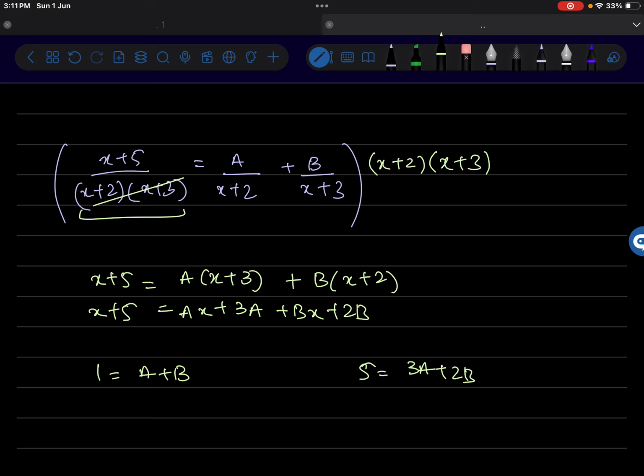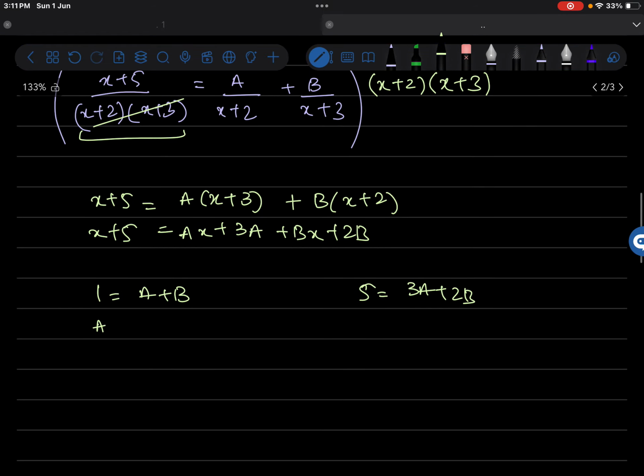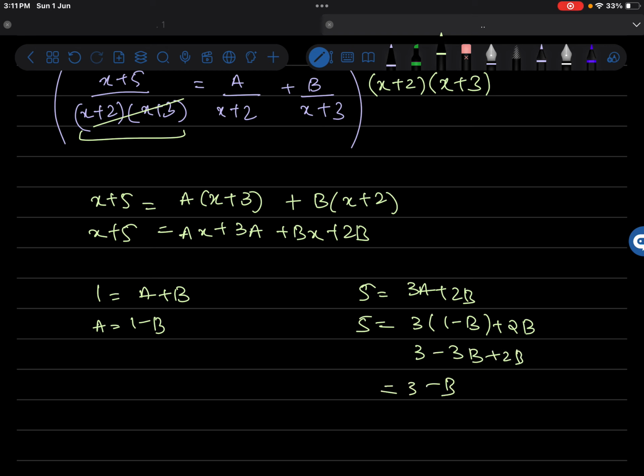Now I can just solve for, let's say, a. So a is going to be 1 minus b. I can put this a right here into this equation, 3 times (1 minus b) plus 2b, to get 3 minus 3b plus 2b, which is basically 3 minus b equals 5. This will give me negative b equals 5 minus 3, which is 2, so negative 2 will be b, and my a will be 1 minus negative 2, which is 3.